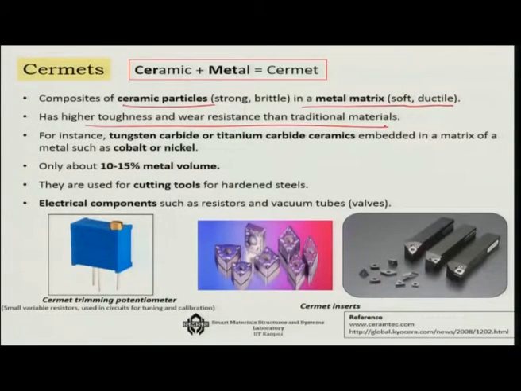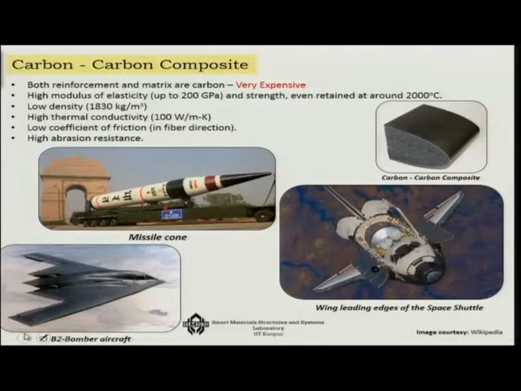For instance, tungsten carbide or titanium carbide ceramics embedded in a matrix of a metal such as cobalt or nickel. That is one of the examples, and it is only about 10 to 15% of the metal volume, and it is used for cutting tools because you get a very good hardness out of it. And the electrical components also it is used in, such as in resistors or vacuum tubes, etc. So here are some examples, as you can see, of cermet trimming potentiometer, cermet inserts, etc. So that is about ceramic plus metal together producing something called cermet.